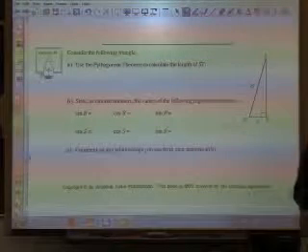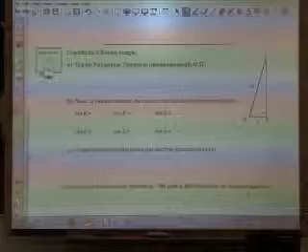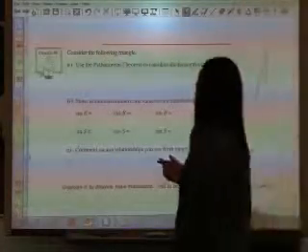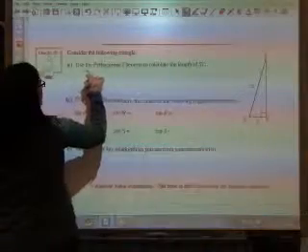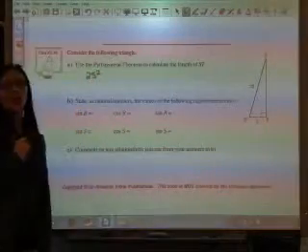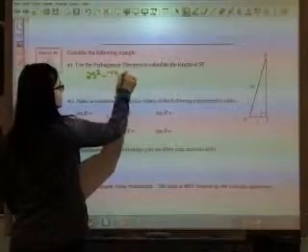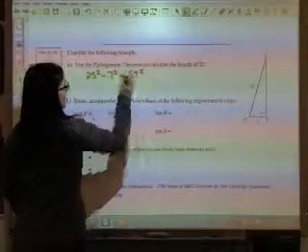Pythagorean theorem. So how would I use Pythagorean theorem to solve for ST? What would I write? 25 squared plus 7 squared. Is it plus or minus? Minus. Why minus? Because 25 is your hypotenuse.